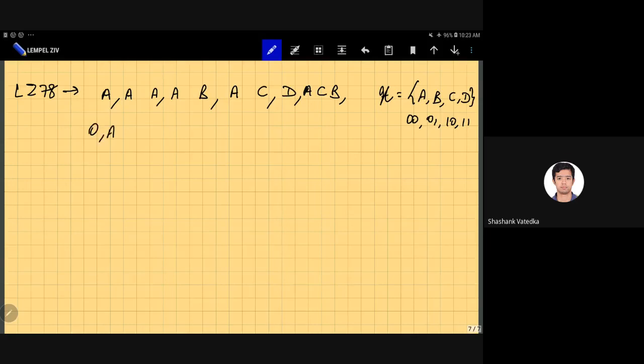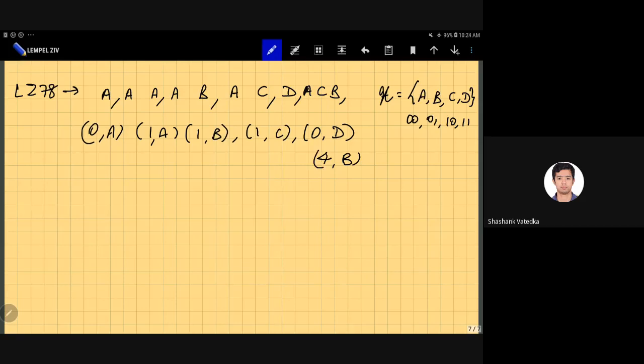Okay, so you have 0A, and then what is the next? 1A, and then 1B, and then it is 1C, 0D, and 4B. Okay, great.